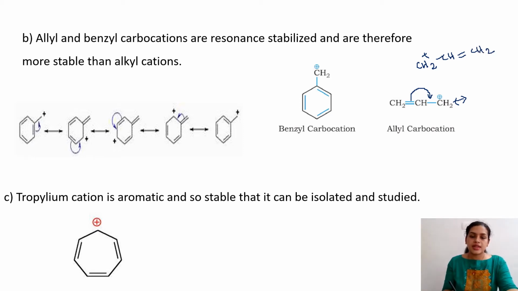And in the case of benzyl carbocation, there are 5 resonance structures possible. Here are the resonance canonical structures. The first one will be this one, and it will move on like this. The carbon carrying the positive charge was our center actually. Even the positive charge is that much stabilized. This benzyl carbocation is all the more stabilized.